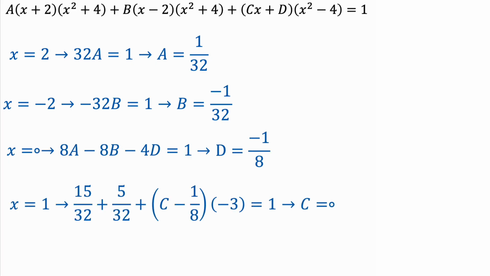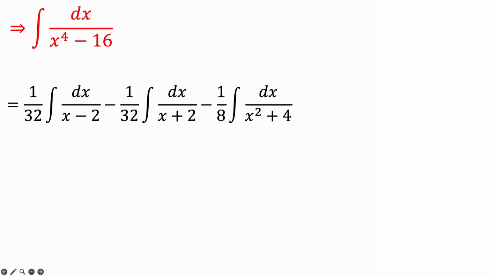We will now decompose our fraction. I have substituted the numbers for A, B, C, and D. Now the first term we obtained was 1/32 times dx over x minus 2. The second term we got was -1/32 times dx over x plus 2. And then the third one, -1/8 times dx over x squared plus 4.